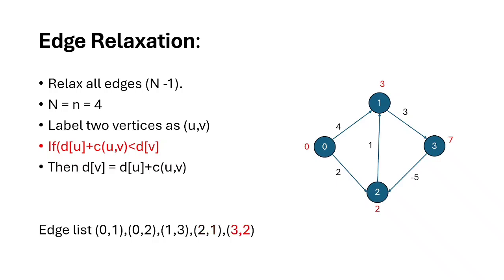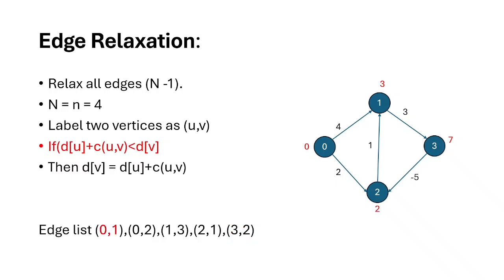And then for the last edge, we have 3 and 2. So 3 is 7 minus 5 is equal to 2. 2 is not less than 2, so there will be no changes. Now that we relaxed it the first time, 2 more times to go. So meron na tayong changes.